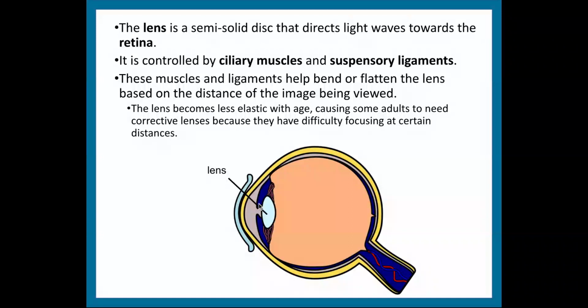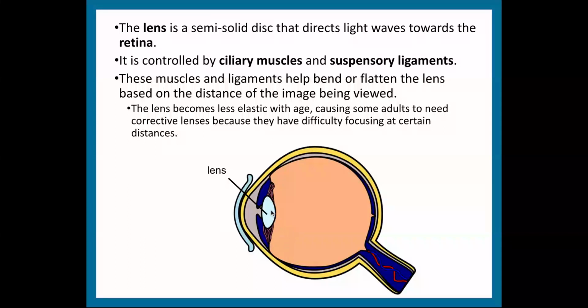So here I'm pointing to now the lens, so you know where the cornea is at, where the iris is at, where the pupil is at, and now we have the lens right here. And the lens actually becomes less elastic, less flexible with age. And that's what causes some adults to need corrective lenses because they actually have difficulty focusing on something being viewed when it's a certain distance away.